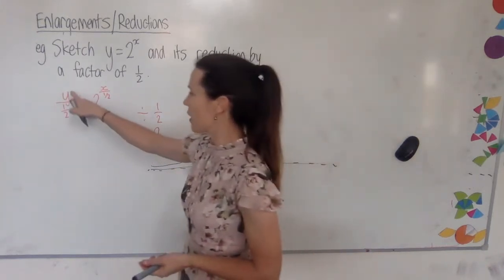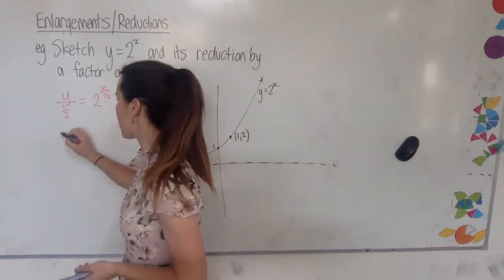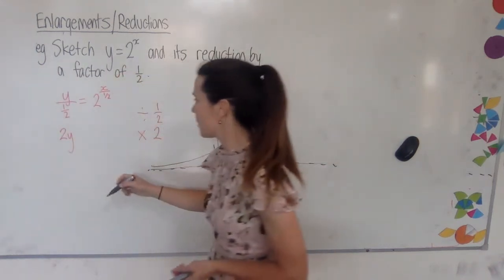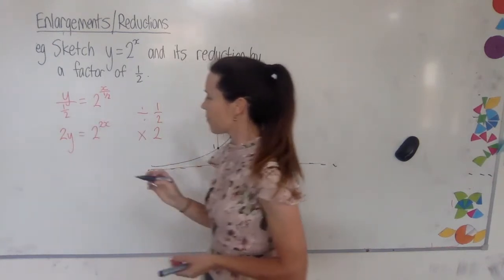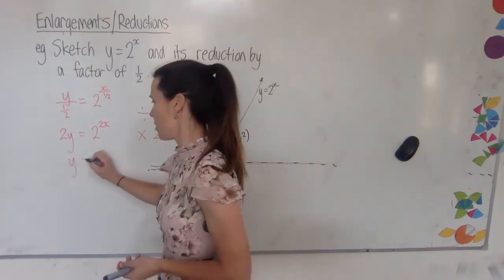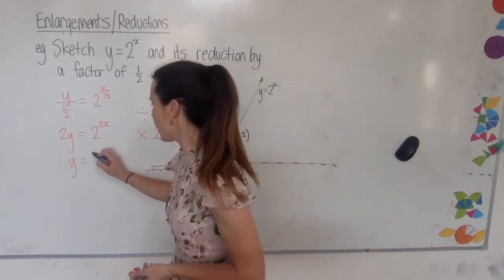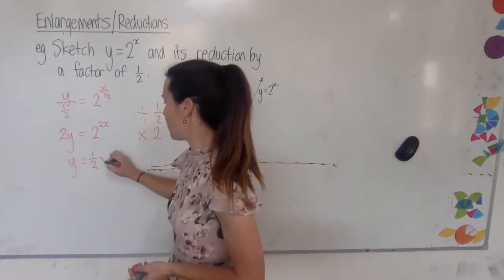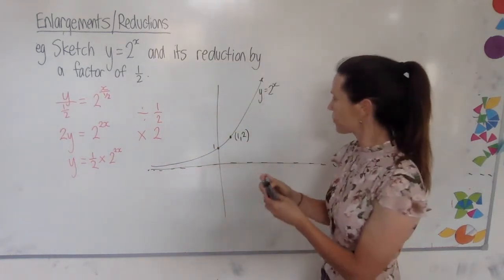So instead of dividing by a half in both cases, what I could actually do now is say that's the same as 2y is equal to 2 to the power of 2x. Now, it might be nice to then say, well, let's get y by itself. If we divide both sides by 2, then we've really got y equals half multiplied by 2 to the power of 2x.